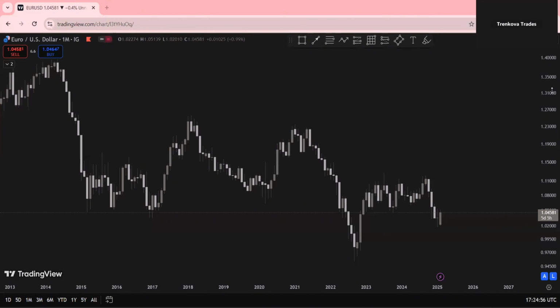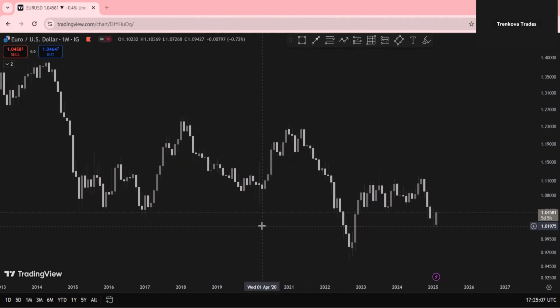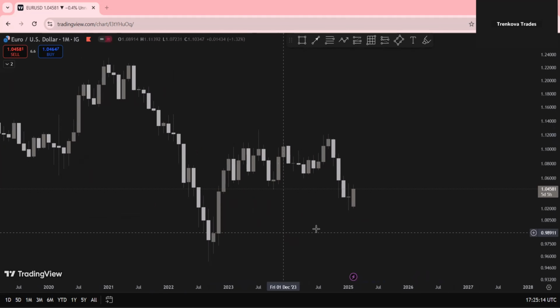So I'm gonna show you what I have on the monthly chart. So far we've been bearish on the market. Let's see what we have. Now when we zoom in a little bit, we can see that we've been still in that range between this candlestick. And what do we know about ranges?